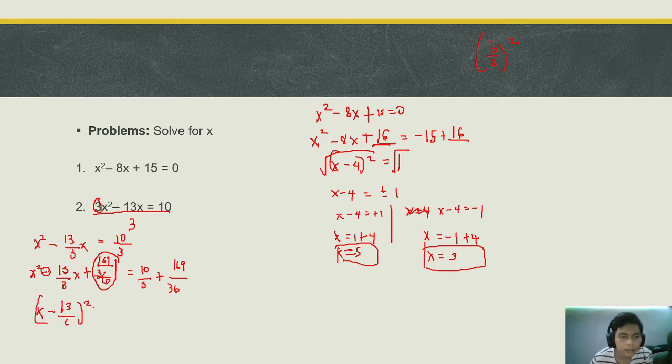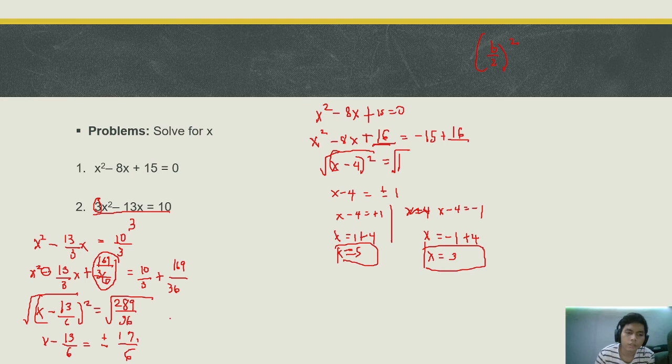Then the square is equal to 10/3 plus 169/36. So this is 289/36. Square root both sides. So what remains is x - 13/6 is equal to positive and negative. The square root of the answer is positive or negative 17/6.